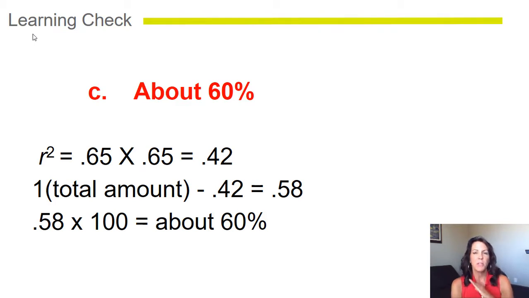That's the amount that was explained by the relationship, but the question asked for the amount that wasn't explained by the relationship. To find that, you take a perfect correlation of 1, you minus the amount that was explained, 0.42, which leaves us with 0.58 that was not explained by the relationship. 0.58 times 100, it's 58%, but that wasn't one of your options. 60% was your closest option.